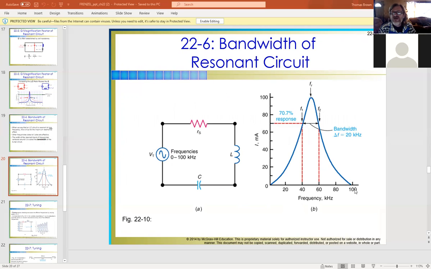So you can see if we ran the signals through from 0 to 100 kilohertz, what we see from 0 to 20 or 80 to 100, not so great. But like I say, from the 40 to 60, that's our acceptable bandwidth for this particular circuit. This thing will perform well.